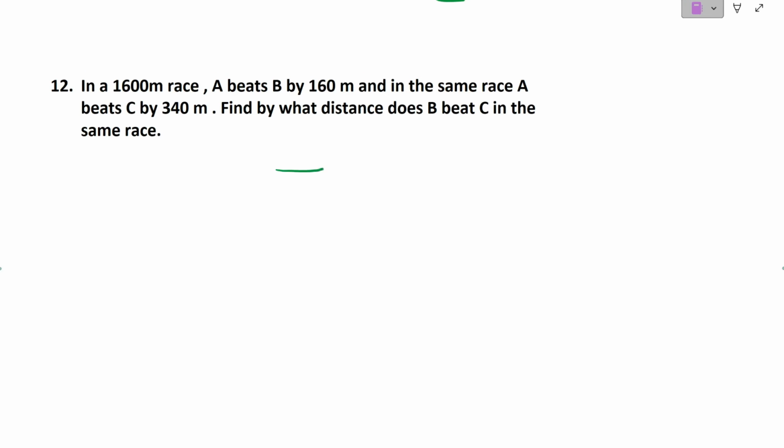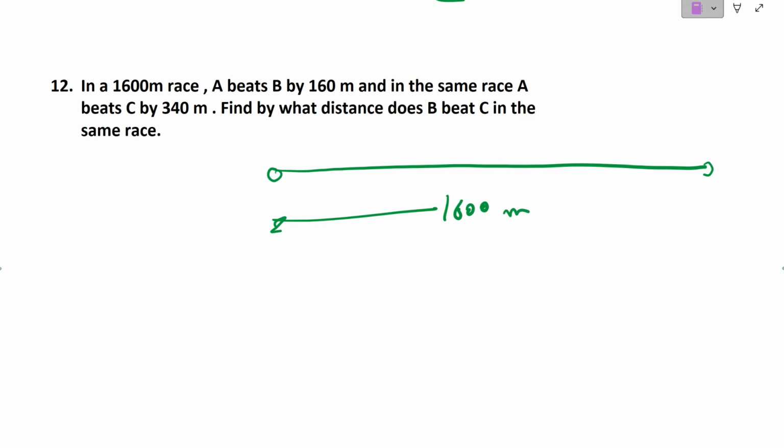So it is a 1600-meter race. This is the starting point, this is the end point, so the overall distance is 1600 meter. Now the question says A beats B by 160 meter. First of all, you need to understand the meaning of this statement. What is actually meant by this? It means that when A is at the finish point, B is 160 meter behind A at that moment. So this is the distance, 160 meter.